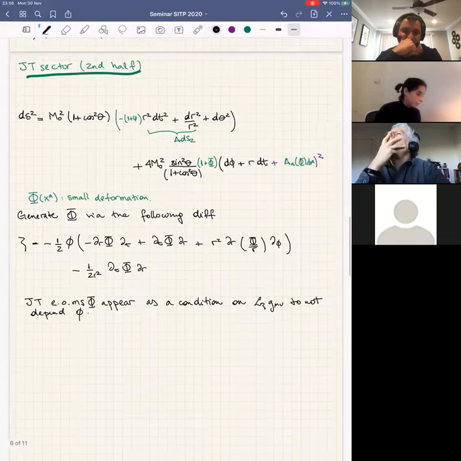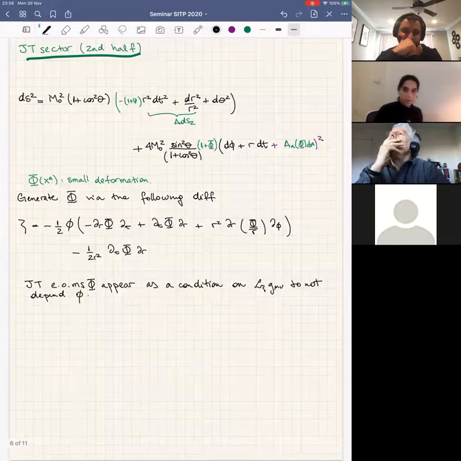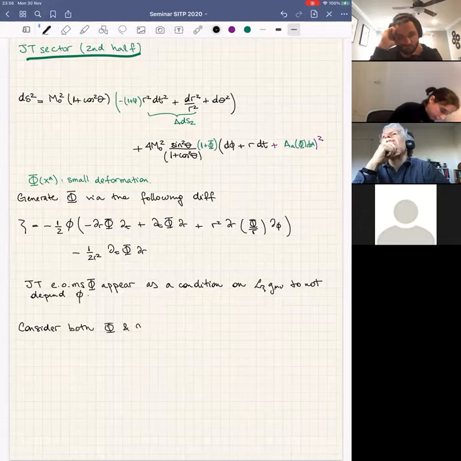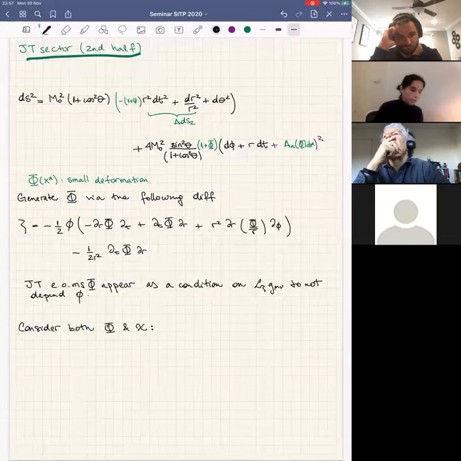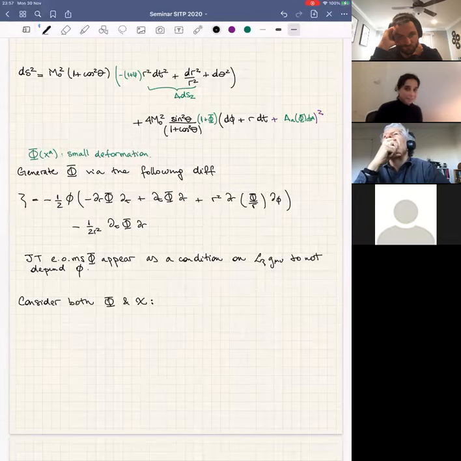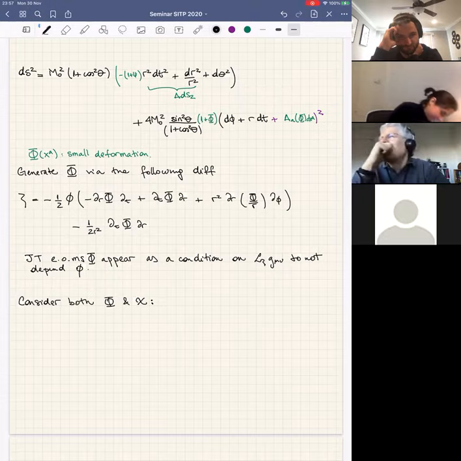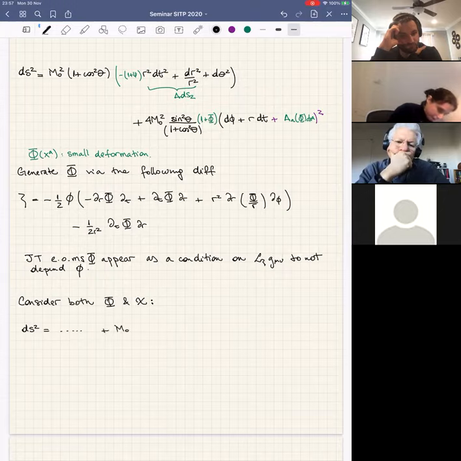Now, the other thing that is nice about realizing the JT sector in this way is that now, if I consider both phi and chi, all of my dreams are going to come true. So now I bring together both of these things that were satisfying the JT equation. And the thing that is nice is that now if I look again at my line element near theta equal to zero, this happens.